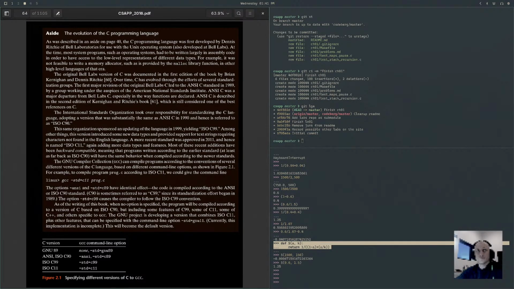So we got C version 89, GNU 89, which is also ANSI, which is also ISO C90. And then you got ISO C99, which is a different effort, and then you got ISO C11.